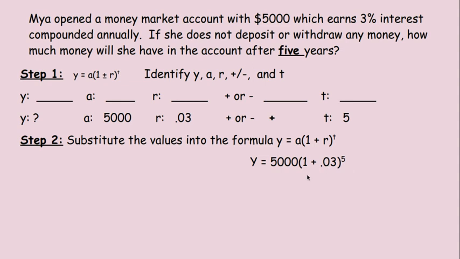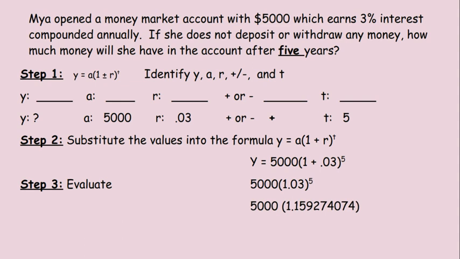So if you're following the order of operations, you would do your parentheses first. 1 plus 0.03 is 1.03. Then I would evaluate my exponent. So I do 1.03 to the 5th power. You get this icky decimal. Just write the whole thing down. And then you multiply. You should get this answer.